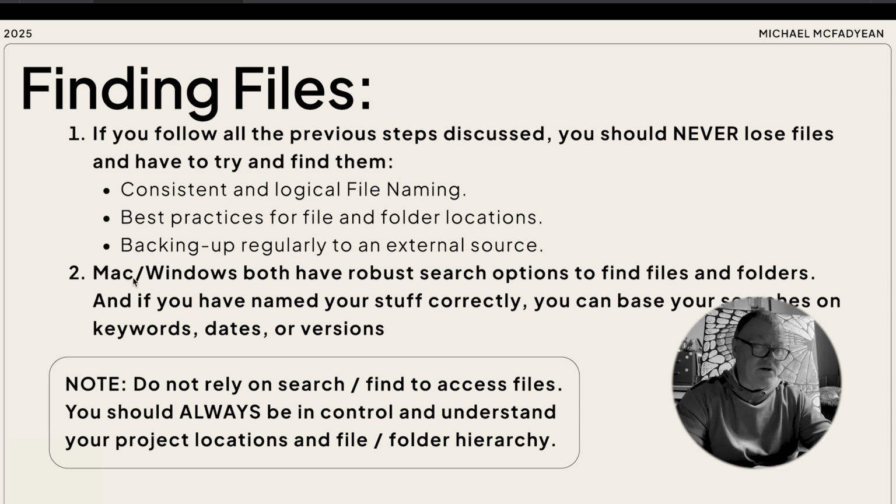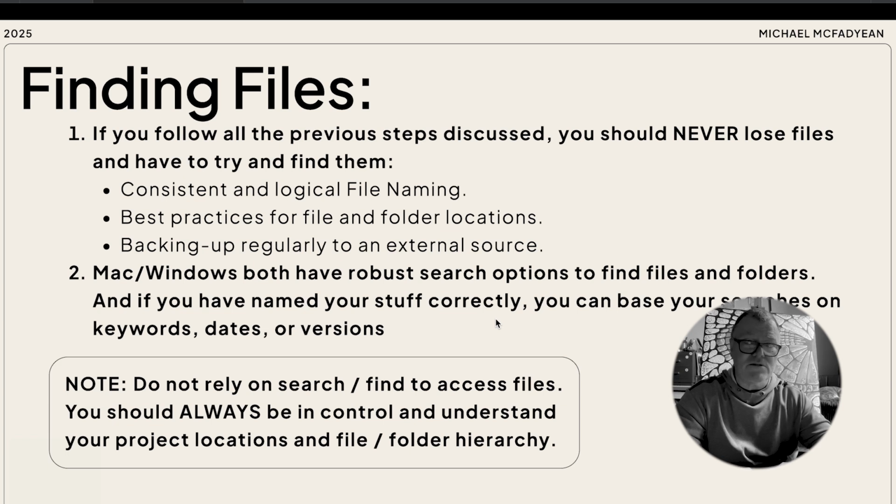But both Mac and Windows have robust search options to find files and folders. And if you have named your stuff correctly, you can base your searches on things like dates, versions, client names, and keywords, and that's helpful. So if you've named your files properly, it's easier to search for them. And then finally, do not rely on search and find to access files. You should always be in control and understand your project locations and file and folder hierarchy.